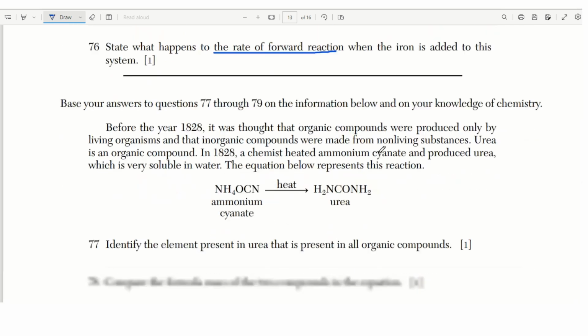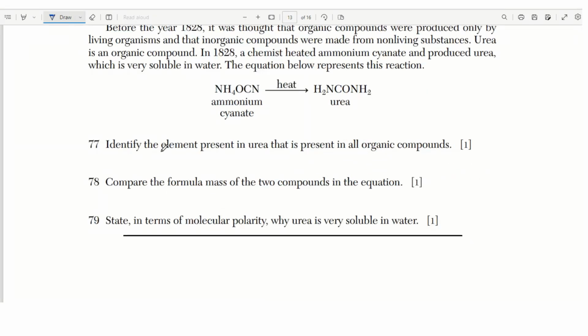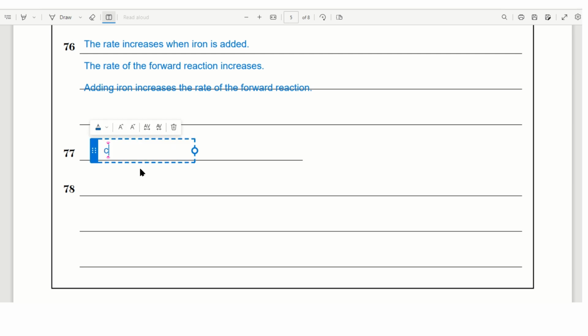Number 77 is in my next set. Identify the element present in urea that is present in all organic compounds. Well, you should know that. Boom. That's an easy question. That was like a gift, wrapped up in a bow and everything.